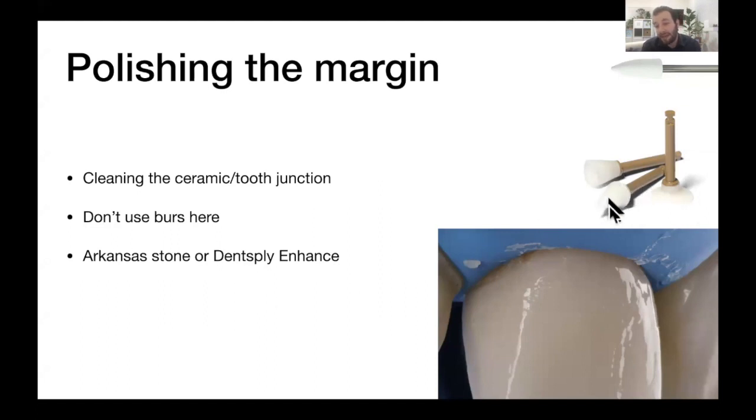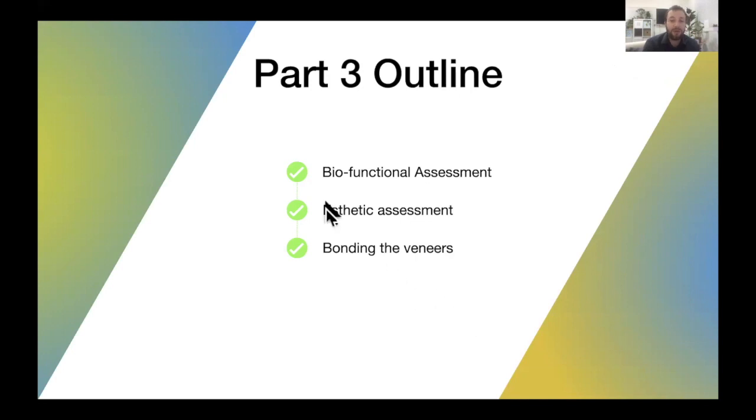It's called Enhance, and it's a resin rubber cup. It's very flexible when you put it here, and it goes beyond the margin and makes it very smooth. It's a very nice product to have for this particular use, and you can use it for finishing the composite as well. That means we have done all of the three units we want to talk about, but I want to just recap the procedure one last time so it sticks in your mind.